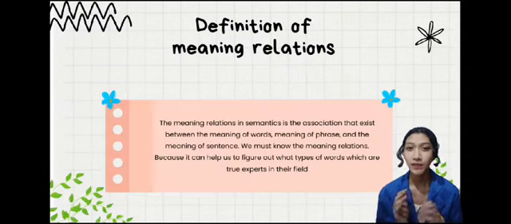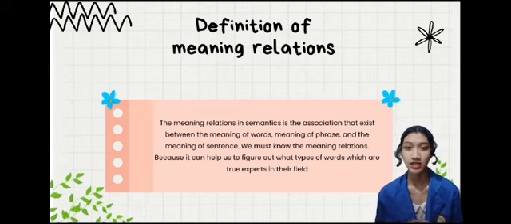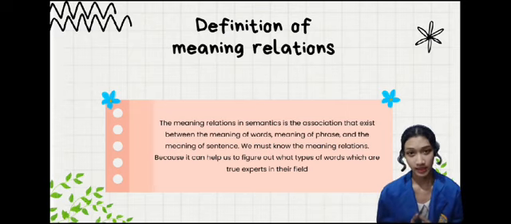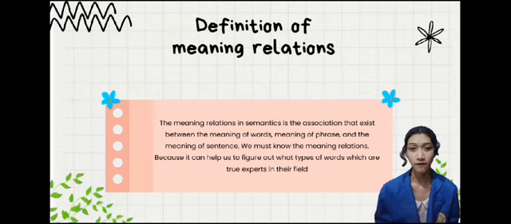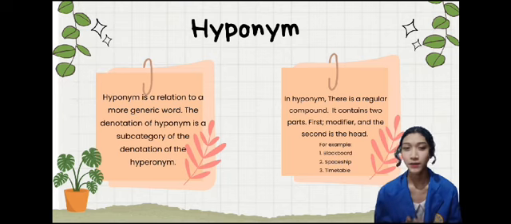In semantics, meaning relation is the association that exists between the meaning of words, the meaning of phrases, and the meaning of sentences. We must know the meaning relation because it can help us to figure out what types of words are true experts in their field.